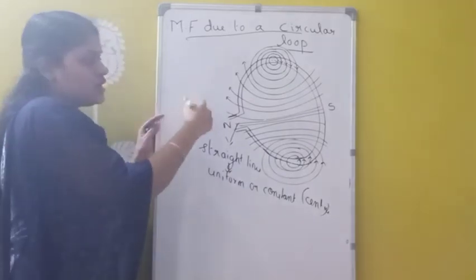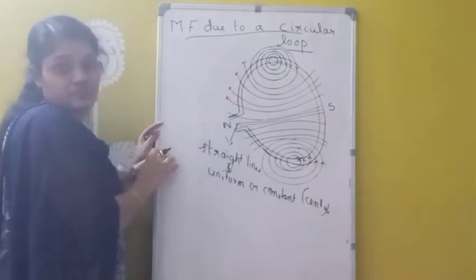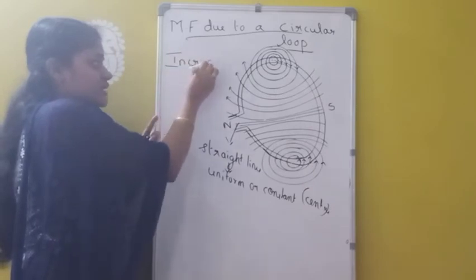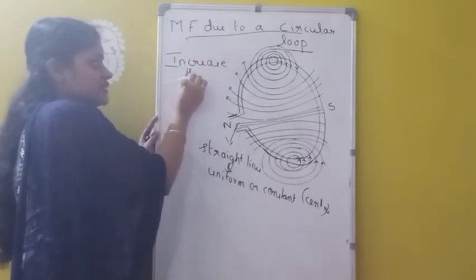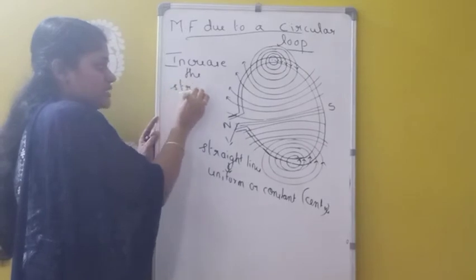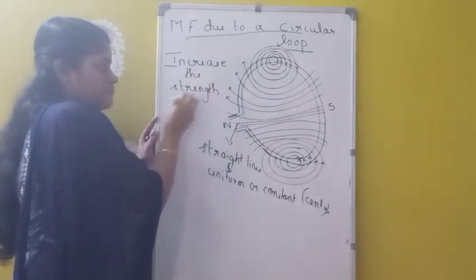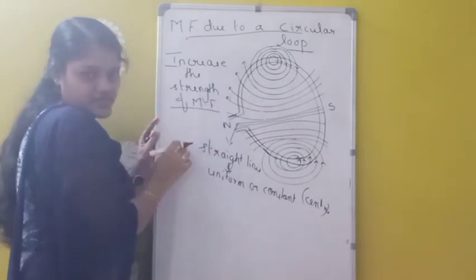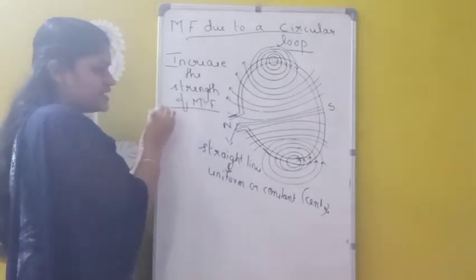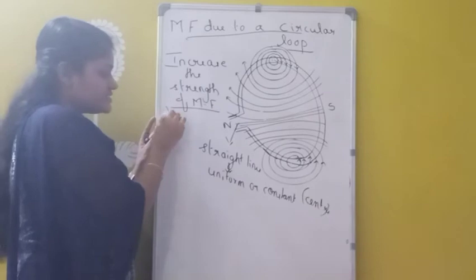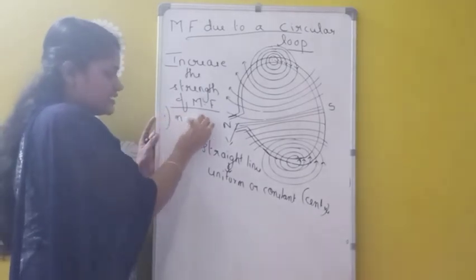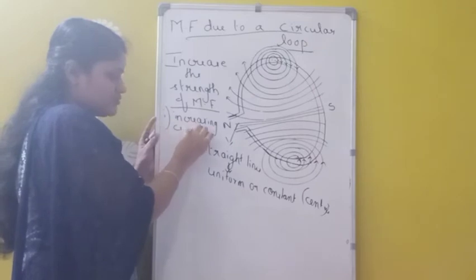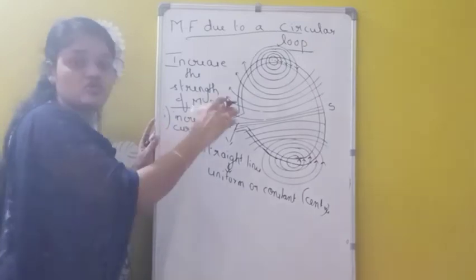Okay. Now, how can we increase the strength of the magnetic field? What are the things we can do to increase the strength of the magnetic field? So one thing is we can increase the amount of current. So increasing current. Whenever we are increasing the magnitude of current, what will happen? The magnetic field also will increase.